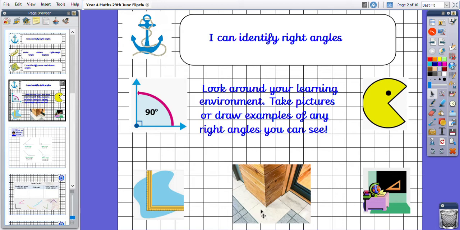If you can't take pictures, then you could draw the shapes. So if it was a table that you'd identified as having a right angle, you could draw a table in your book to show me you can find right angles in your environment. Pause the video and do that now, please.